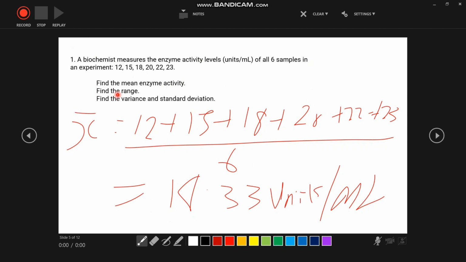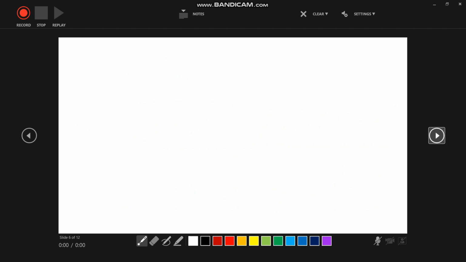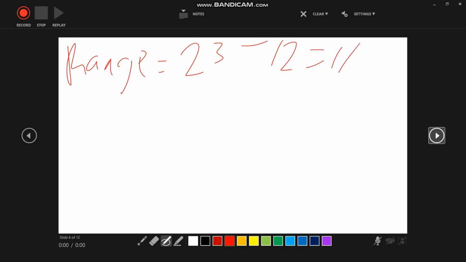So the second question says we should find the range. The highest data here is 23 and the lowest is 12. So the range will be 23 minus 12, which is 11. So this will be the range.